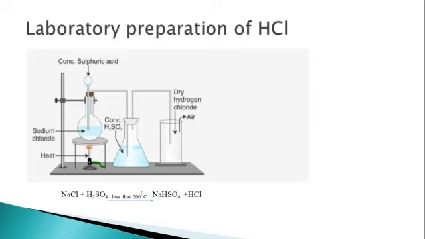Now HCl gas is passed through the apparatus containing concentrated sulfuric acid. Here concentrated sulfuric acid acts as a drying agent, and at the end we get dry hydrogen chloride gas. Here the temperature is maintained below 200 degrees Celsius. So whenever sodium chloride reacts with sulfuric acid, it forms sodium bisulfate and hydrogen chloride, and the temperature is less than 200 degrees Celsius.